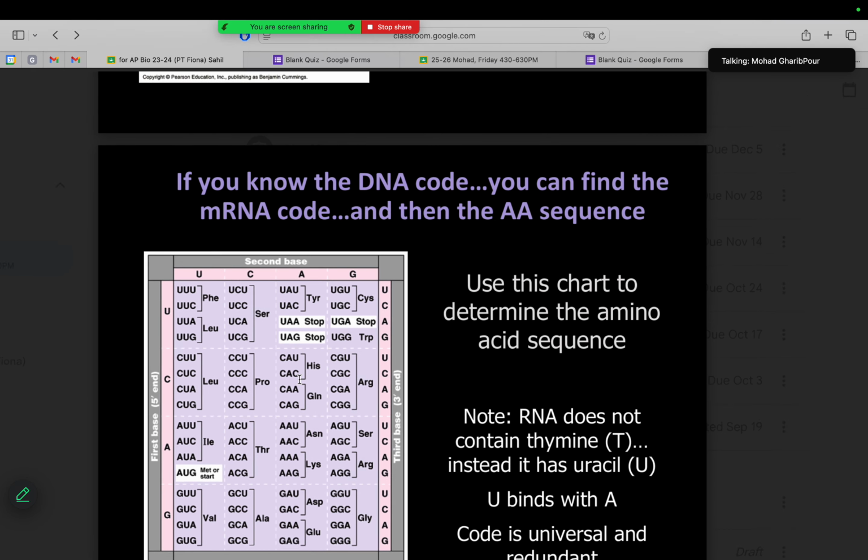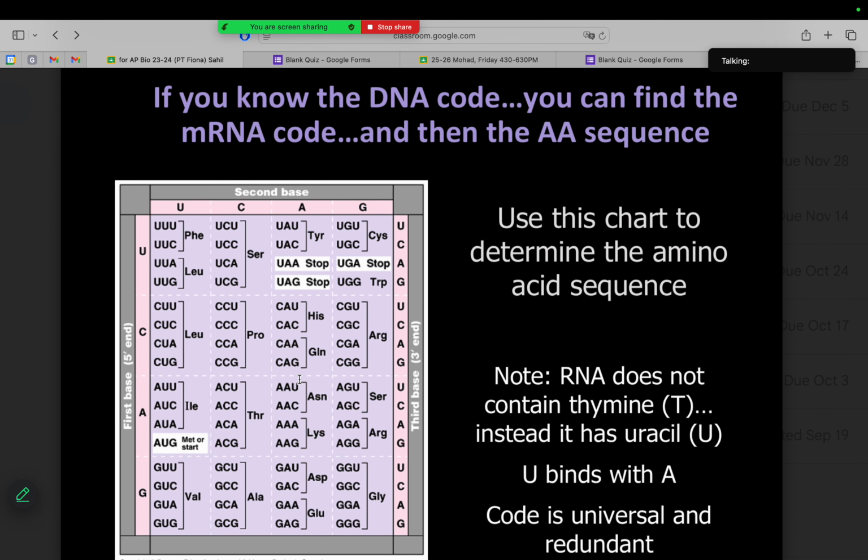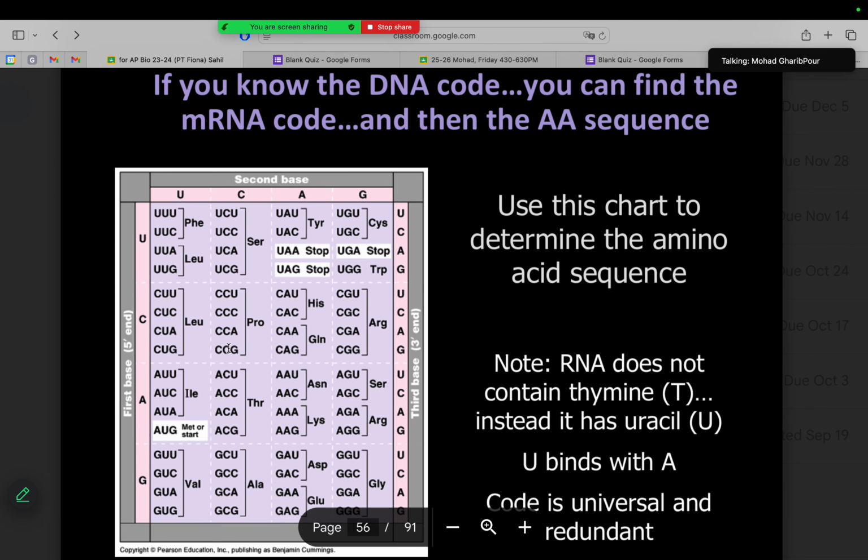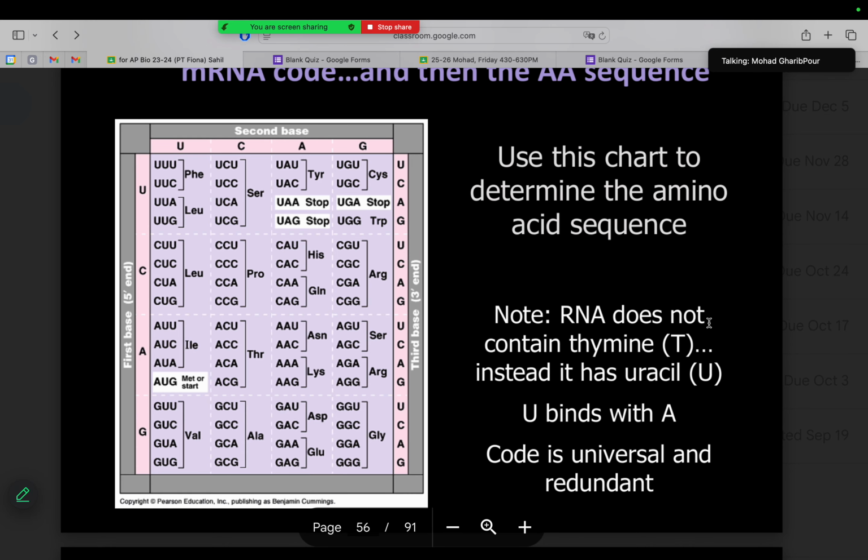So this is my chart, the amino acid chart. Now, RNA does not contain thymine. Instead, it has uracil. U binds with A. The code is universal and redundant. So these two words are important when you're answering long answer questions. You want to use keywords that tell the person marking your work that this guy knows what he's talking about.